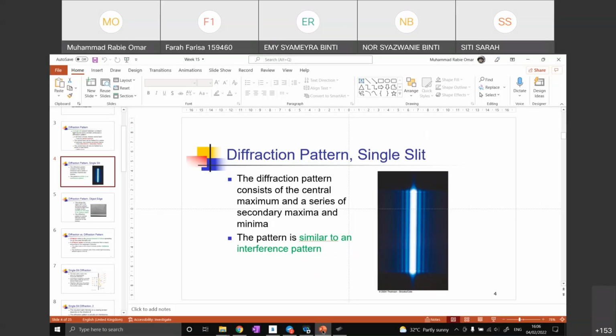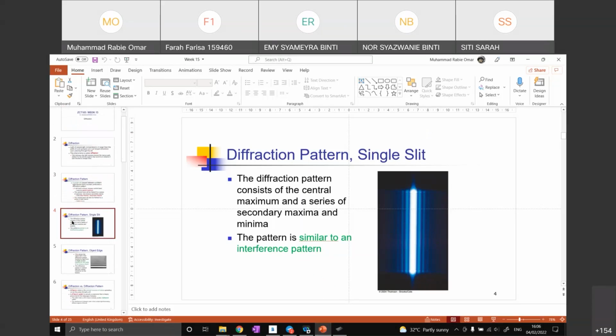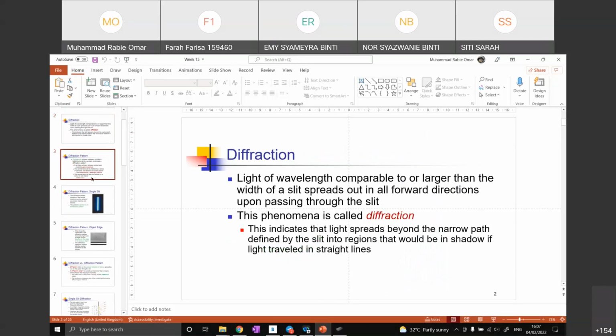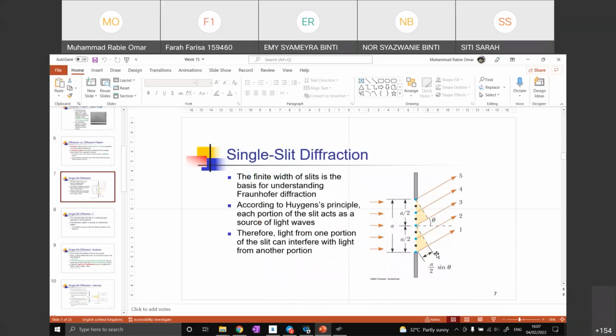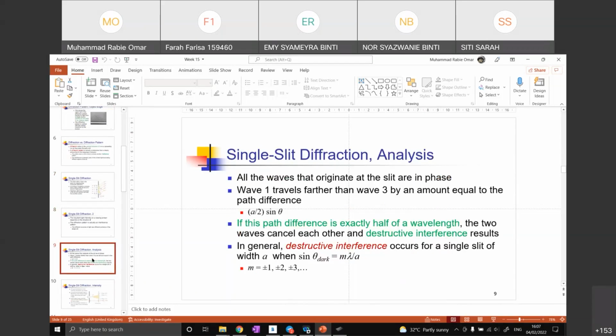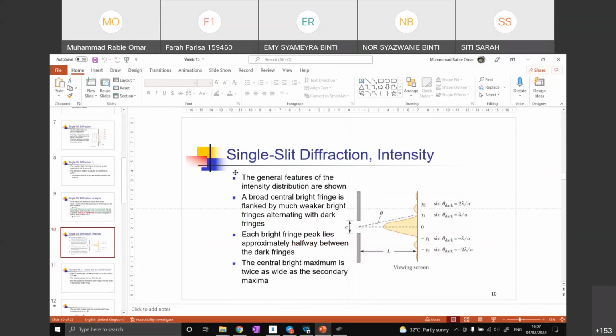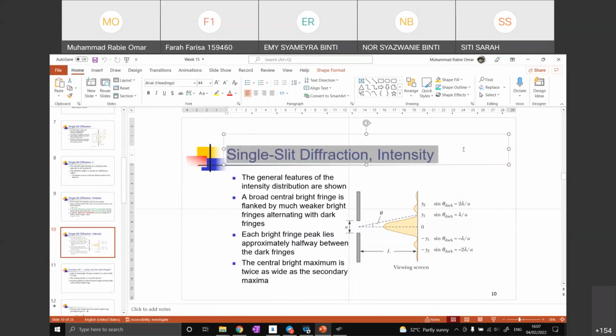Okay, now. So I have explained to you the content from here until here. You see, this is the general equation. For next, we will go through the single slit diffraction intensity.